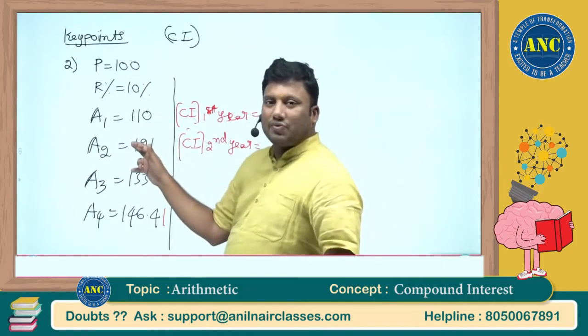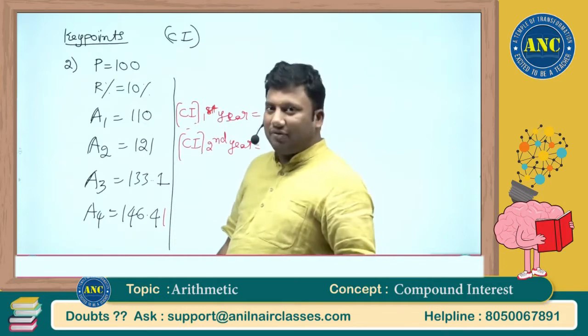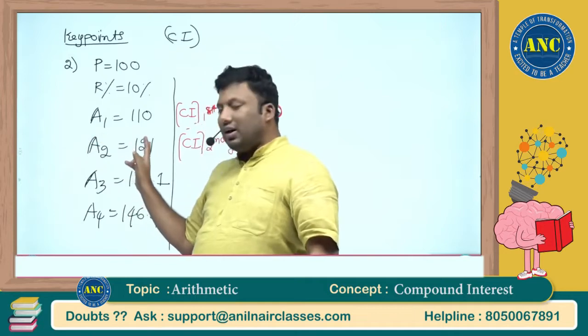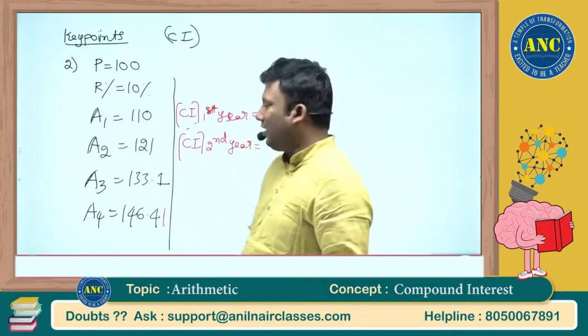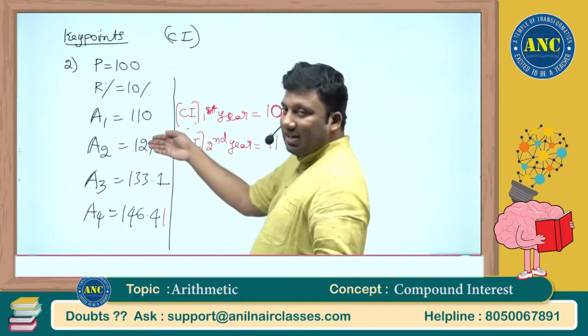110 to 121. The amount at the end of the first year becomes the principal for the second year. So in the second year, I started with 110 and I completed with 121. How much extra did I give? Again, it is 11.